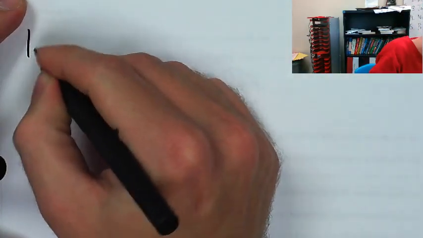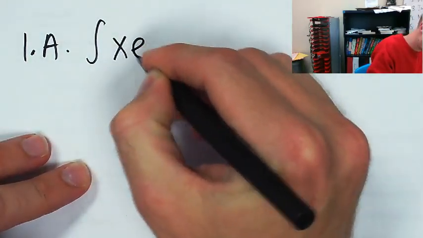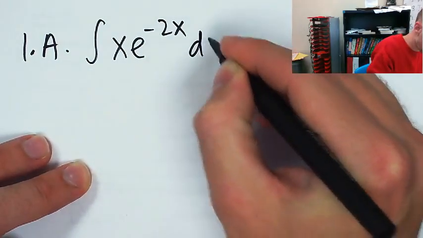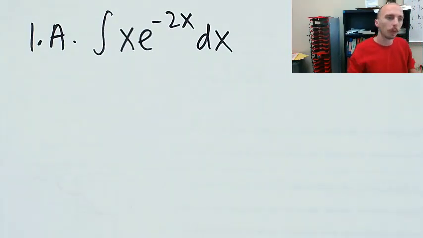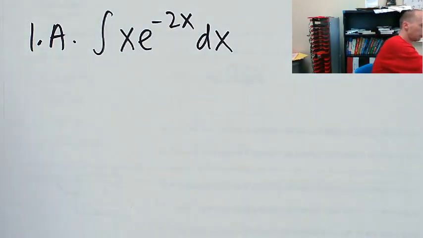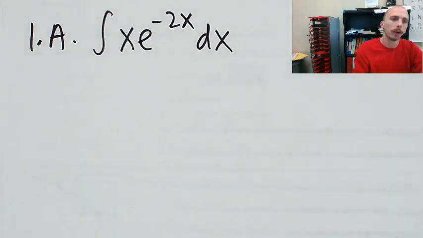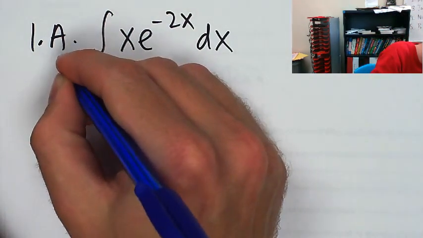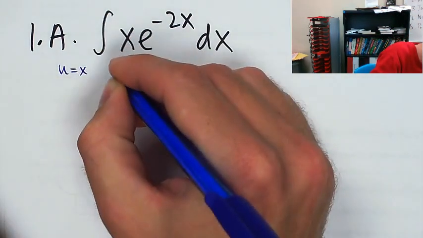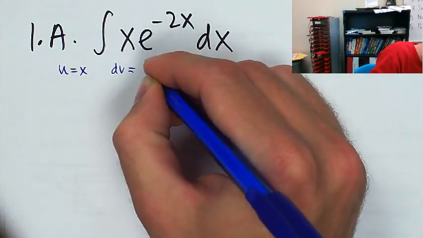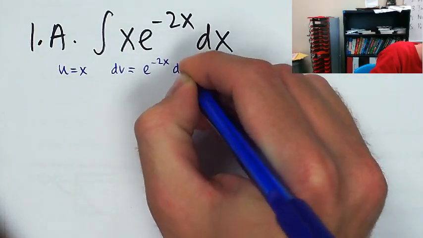x e to the negative 2x. Antiderivative. Okay, so this is 1a. Right, that's how they're numbered. So x e to the negative 2x. I'm going to let u equal, so I think I learned, algebra comes before exponential, so I'm going to let u equal x. And then I'm going to let dv equal the rest of it, e to the negative 2x dx.